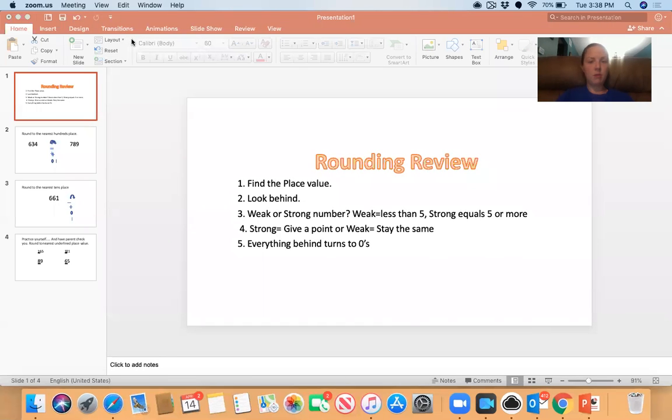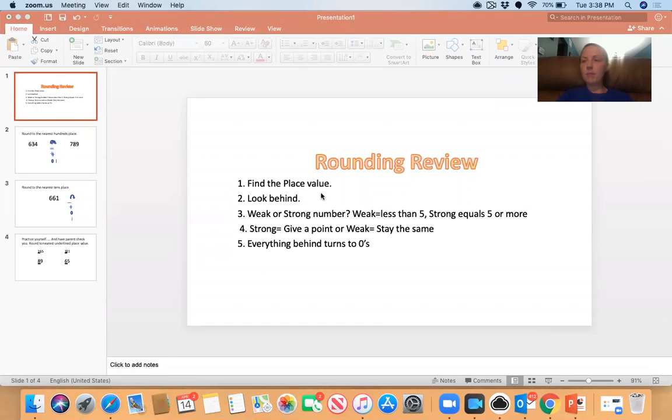Okay, so this is our rounding review, and first I'm just going to go over the steps. We've talked about these steps more than once, but I'm going to go through them anyway. When we're rounding a number, the first thing we have to do is figure out what place value we want to round to. Are we rounding to the tens place, the hundreds place, the thousands place? That is our first step.